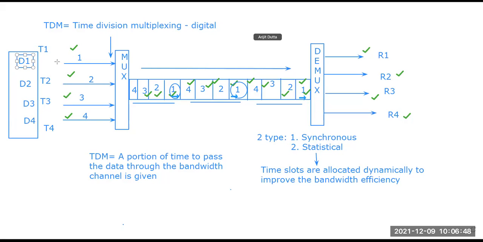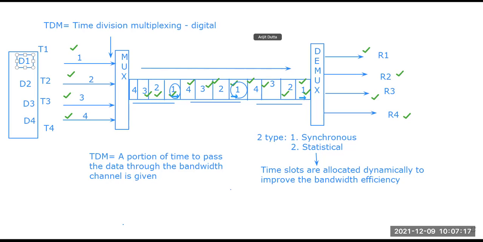So the time frame will be increased. In the case where the D1 time frame was reduced, the time allocated for D1 can now be shared between D2, D3 and D4, so they can send some more data with the given time. That's why in statistical TDM, the slots are allocated dynamically to each of the devices to send data. So this multiplexer here has one added role.